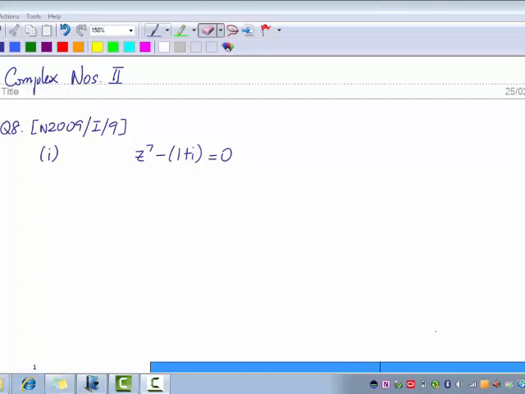Question 8 is from the November 2009 A-Levels. It's a typical question where we are asked to find the roots of a complex number. So we have to rewrite the complex number in the exponential form. And in order to obtain 7 different roots, we add multiples of 2 pi, so k times 2 pi, or 2k pi, to the argument.